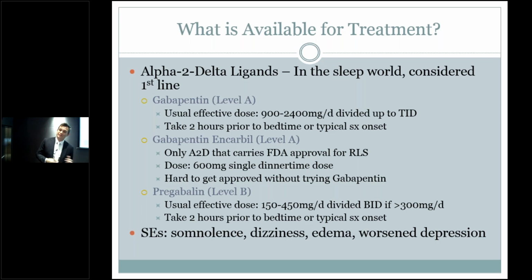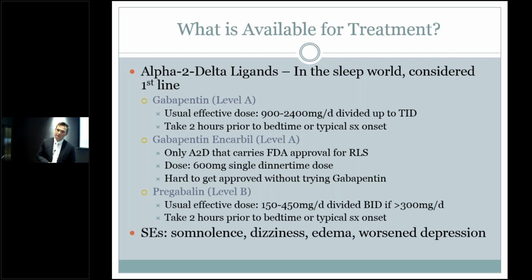Gabapentin enacarbil, this tends to be if you are having patients that have a problem taking it multiple times per day. It's a single dose, it's given at dinner time, and it's only one dosage, 600 milligrams, that's it. There's no 300, there's no 900. I have seen studies out there that show people getting more, but 600 milligrams is the dose. It's hard to get approved without having tried the gabapentin. It's also hard to get approved even if you have tried the gabapentin at times.